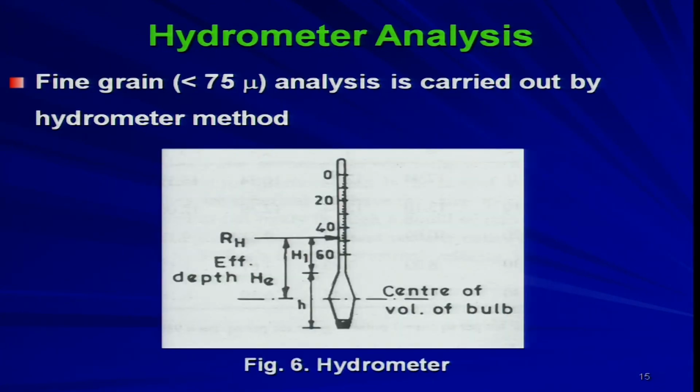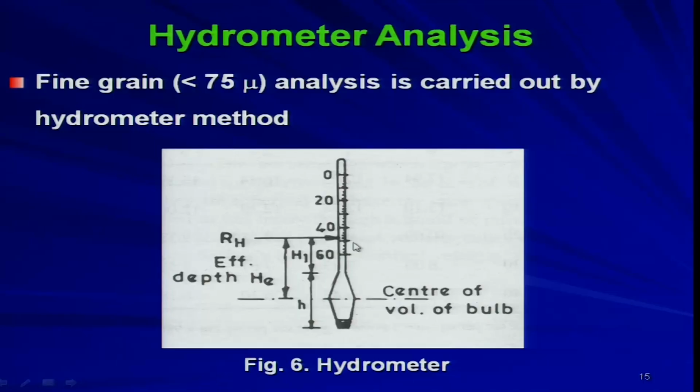Now, what is this? If you look at this, this is my hydrometer. Hydrometer is nothing but one glass tube which has a bulb kind of enlarged bottom at the end, and this is the stem of the hydrometer. The stem of the hydrometer is graduated, and this is the bulb, this is the center of the bulb.